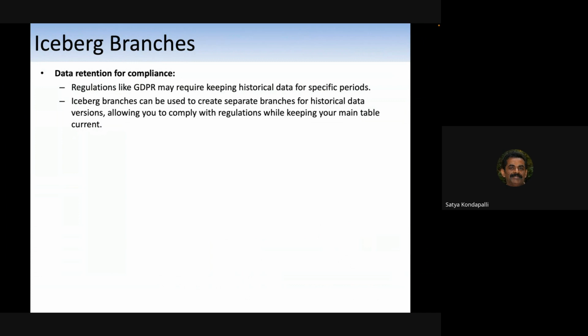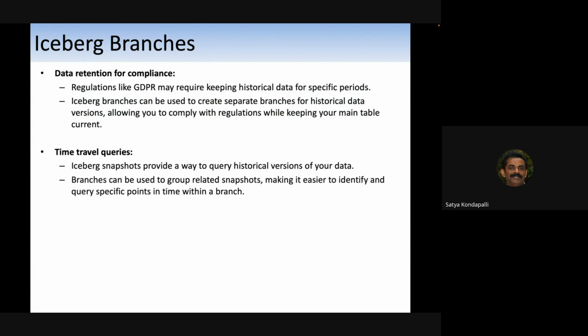So, yeah, Iceberg branches can be used to create separate branches for the historical data versions, allowing you to comply with the regulations while keeping your main table current. And of course, you can do time travel. You just select star from a table, then as of this branch. That helps.